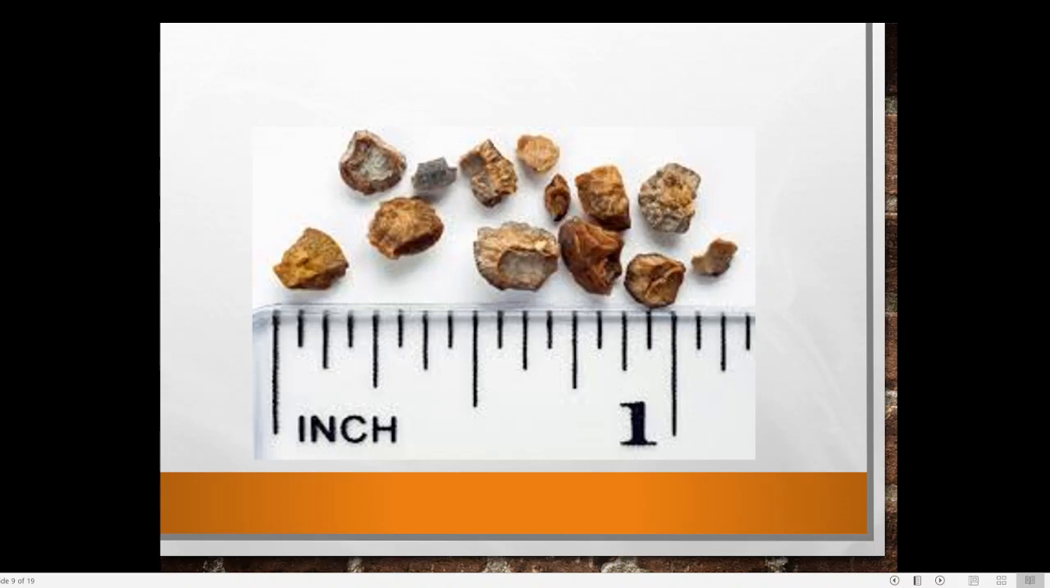See here, there is a scale, and you can see how big a normal kidney stone can be. Many kidney stones are half an inch in diameter. So the width of a kidney stone is usually around half an inch. Sometimes it can reach up to 1 inch also.